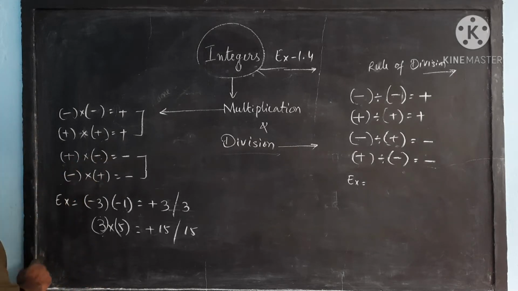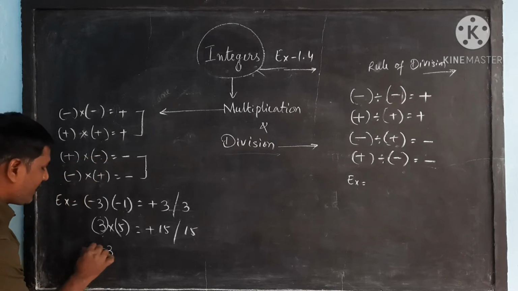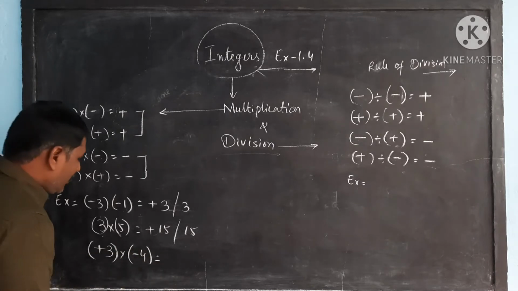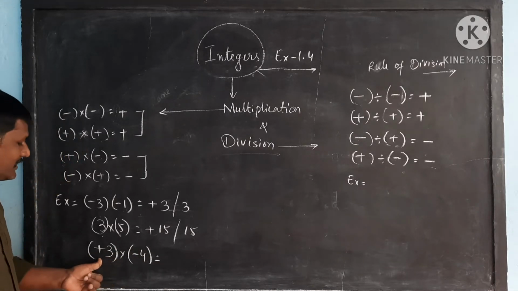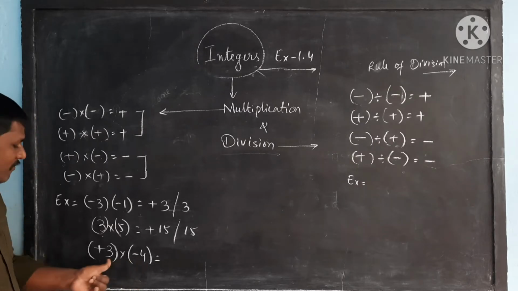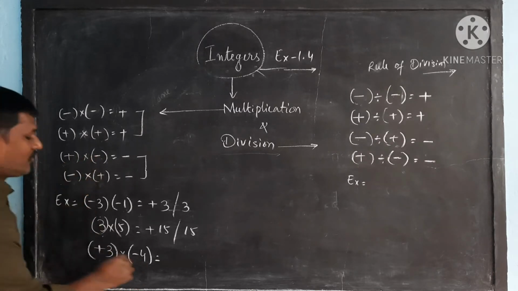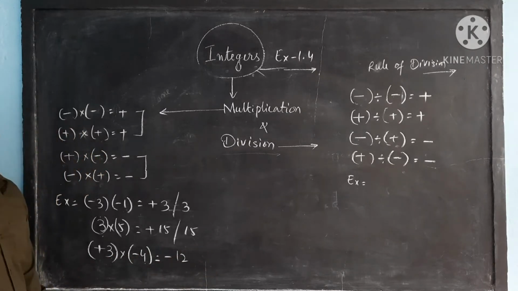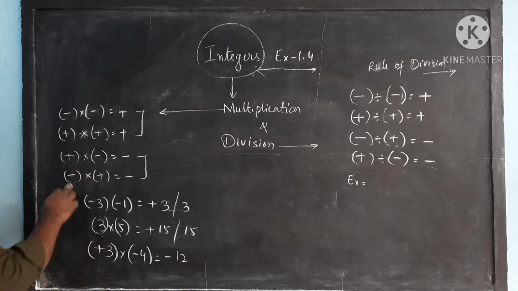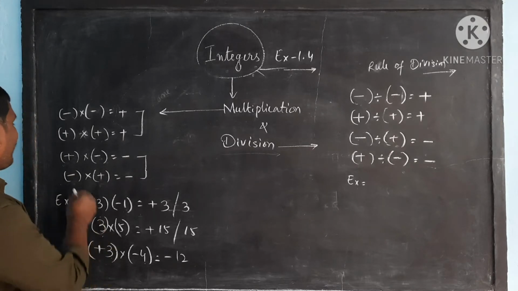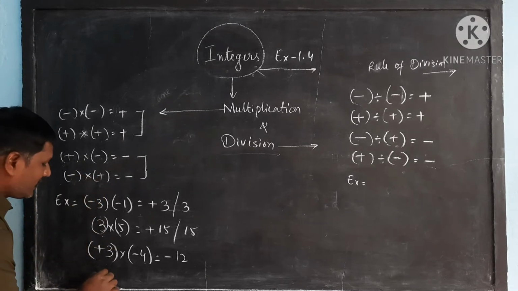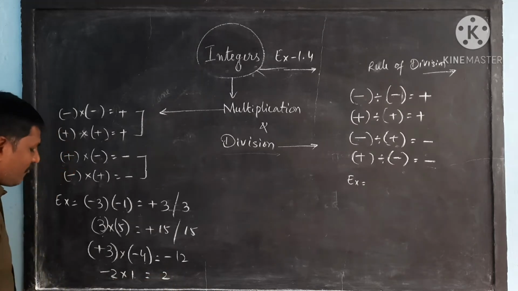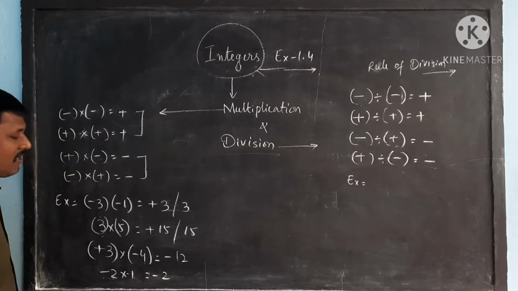Let us see the example related to the third rule: plus 3 into minus 4. Here 3 has a plus sign and 4 has a minus sign. Plus into minus, you will get a minus number. Then 3 fours are 12, so you write minus 12. Let us have an example for the last one: minus 2 into plus 1. Similarly, 2 ones are 2, and since one is minus and one is plus, you write the minus number.